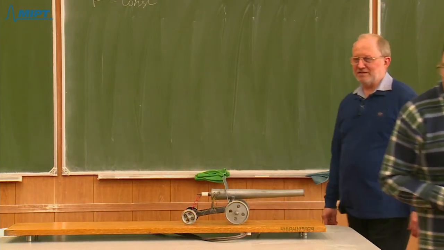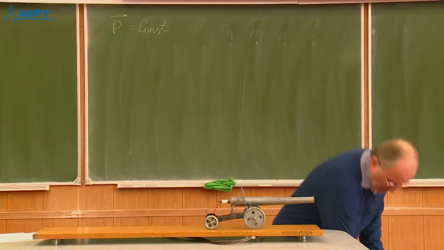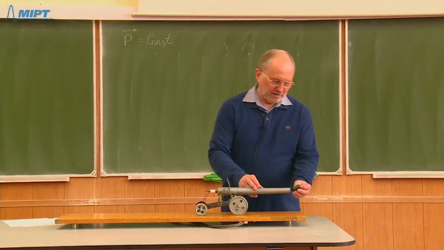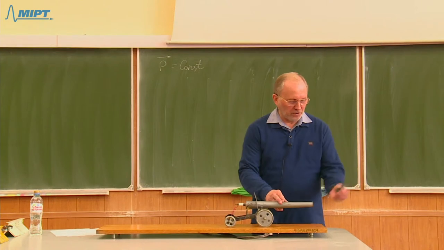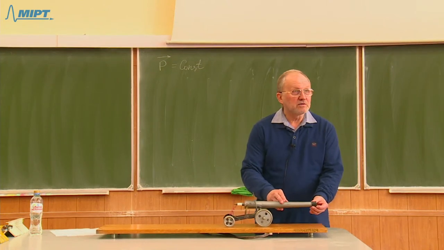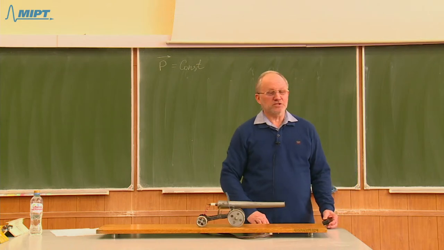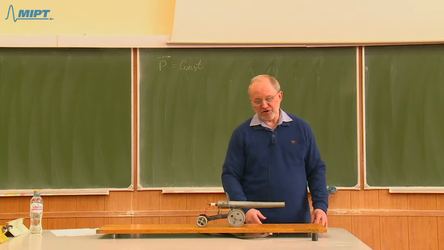So, when the gun fired, this projectile, this rubber cork, went in one direction while the cannon moved in an opposite direction. That's an illustration of the law of conservation of momentum.